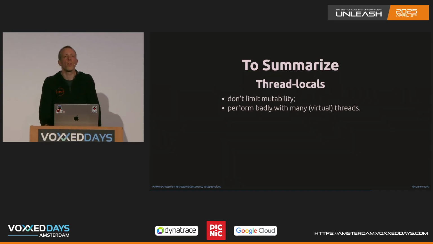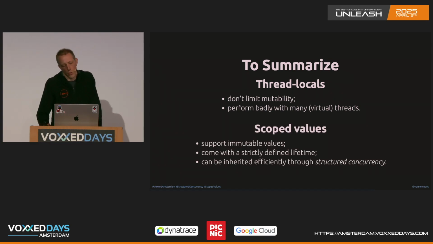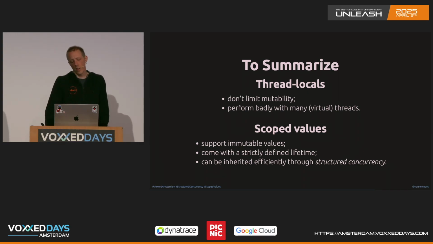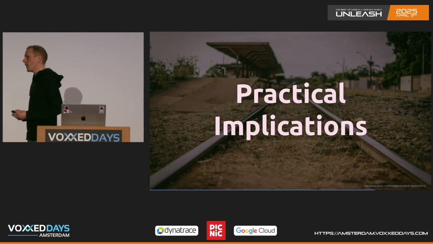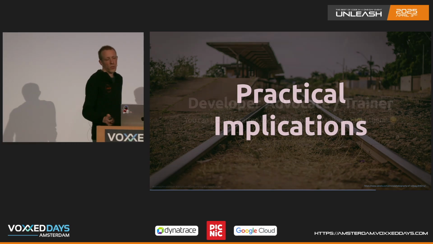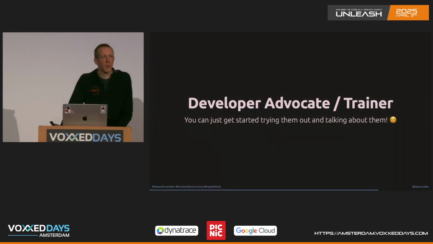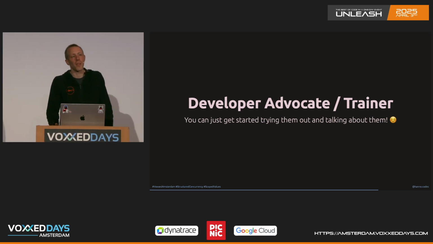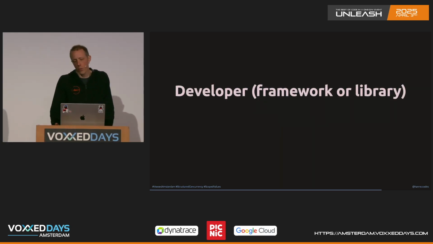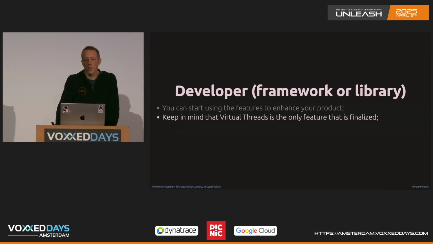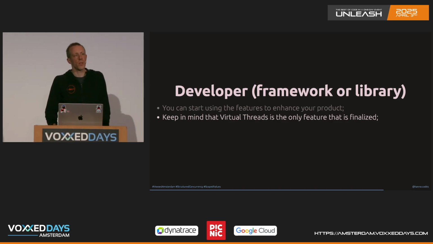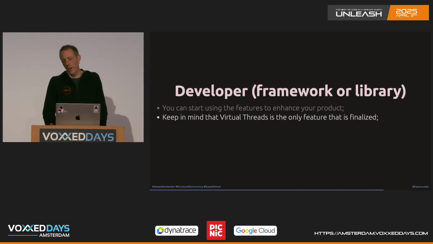Summarizing, thread locals don't limit mutability, perform badly with many virtual threads, and scoped values support immutable values, come with a strictly defined lifetime, and they can be inherited efficiently through structured concurrency. So how will this change your life as a Java developer in the next few years, months? If you're like me, a trainer or developer advocate, just try them out and talk about them, right? No restrictions. If you work on a framework or library, you can start using these features to enhance your product. Virtual thread is, however, the only feature that is currently finalized. So don't rely on them too much until they are final in Java.